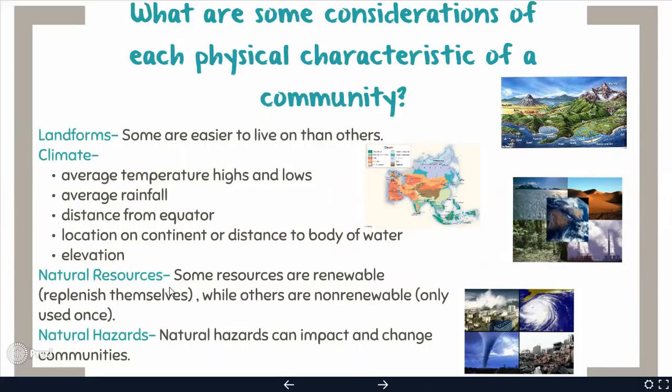For natural resources, some resources are renewable, which means they replenish themselves, while others are non-renewable, which means they can only be used once. For natural hazards, a consideration would be that natural hazards can impact and change communities.